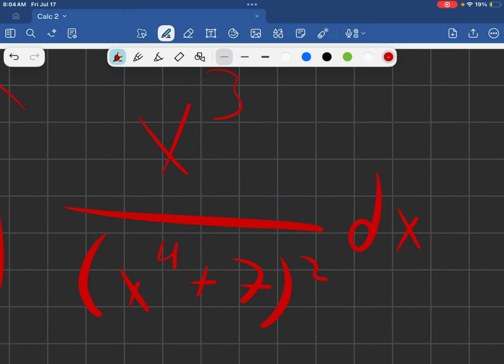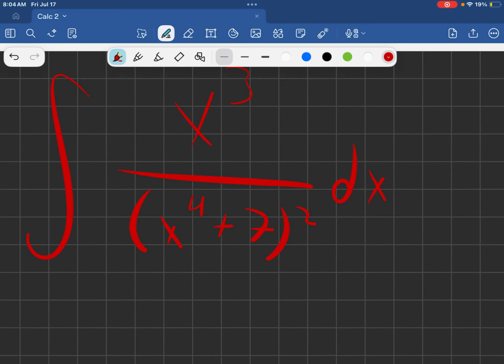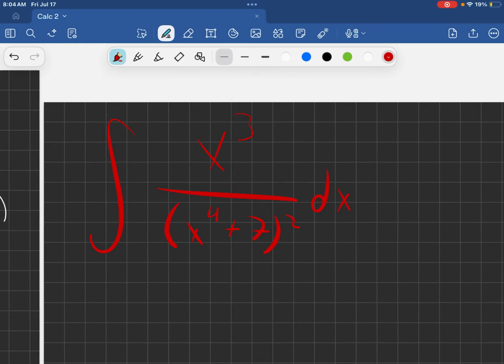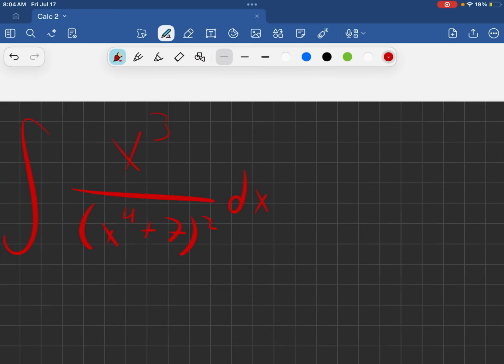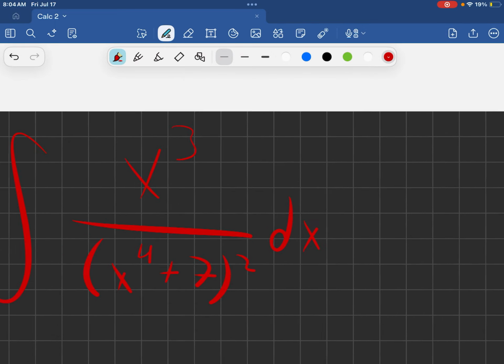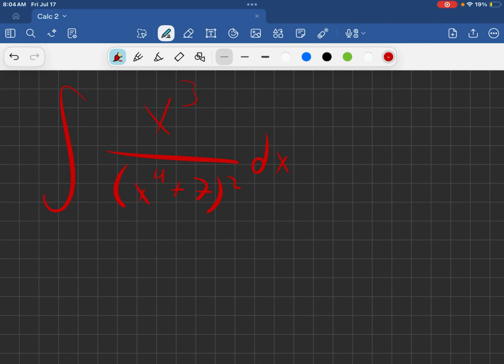So if you look at x cubed, you take the derivative of this, you're going to get 3x squared. Well, 3x squared doesn't really do you any good. It doesn't cancel anything out. But if you take the derivative of x to the 4th, you get 4x cubed. The fact that you have an x cubed in the numerator means that this is a good sign, because that will get rid of that in the numerator.